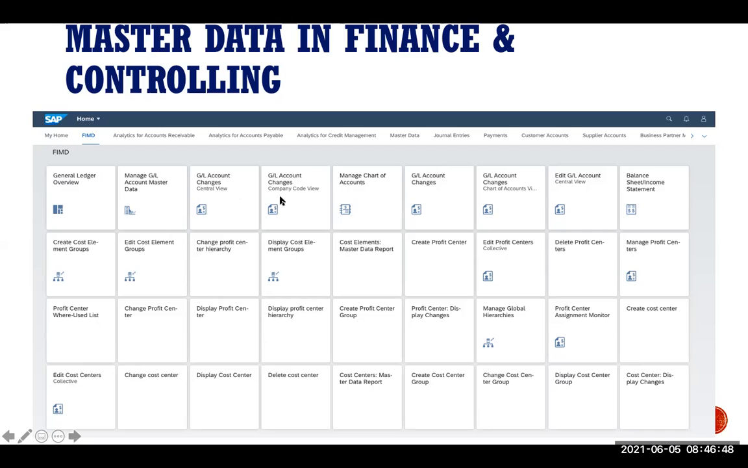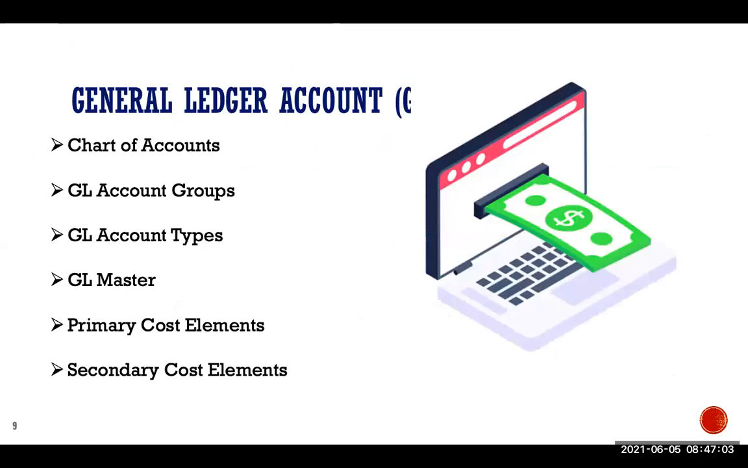So it's all small apps. For example, GL account creation or changes, or the GL overview. All these are small tiles. You just click this tile, and it will take you to that particular screen like this.